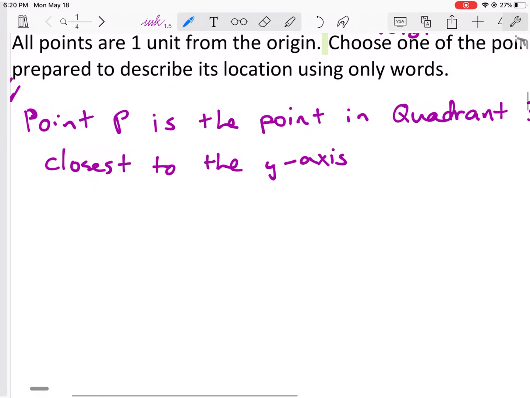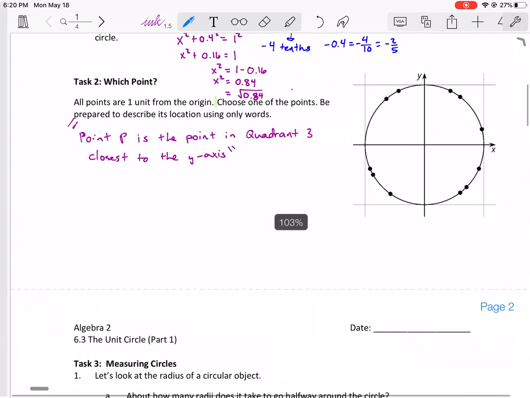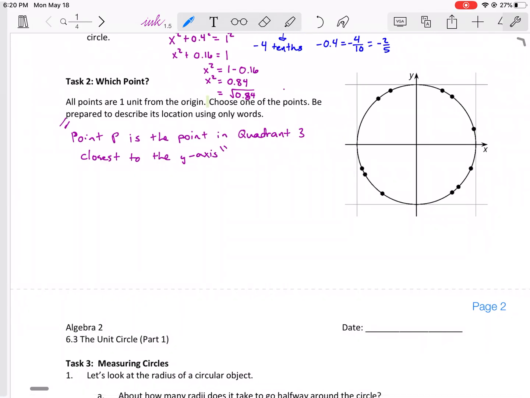So that's how I'm describing my point. Compare that to how you described your point and think about maybe what similarities and differences you have. Then pause the video and decide, actually, if I'm specifying this point, go ahead and circle on the unit circle here where you think the point I'm describing is.